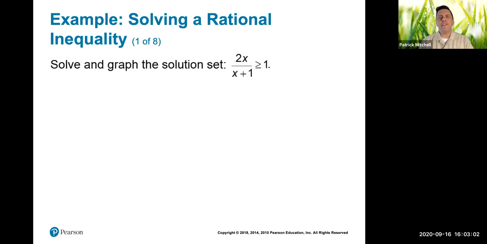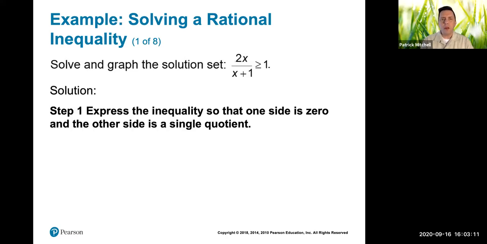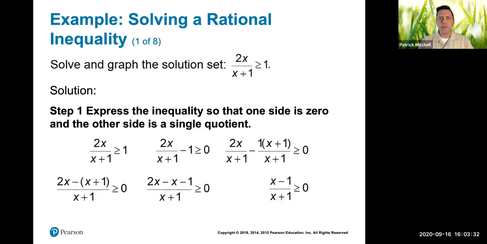Okay. All right, so we have this example, and I'm happy that it is a greater than or equal. We're going to solve and graph the solution set of 2x over x plus 1 is greater than or equal to 1. Okay, so their list of steps is a little different from my list of steps, but it gives you the same thing. So they're saying to express the inequality so that one side is 0 and the other side is a single quotient. So that looks like this.